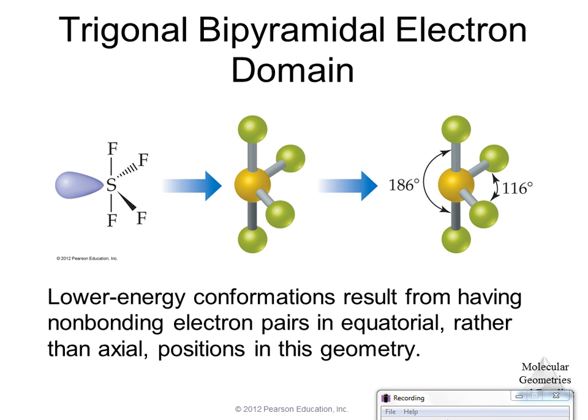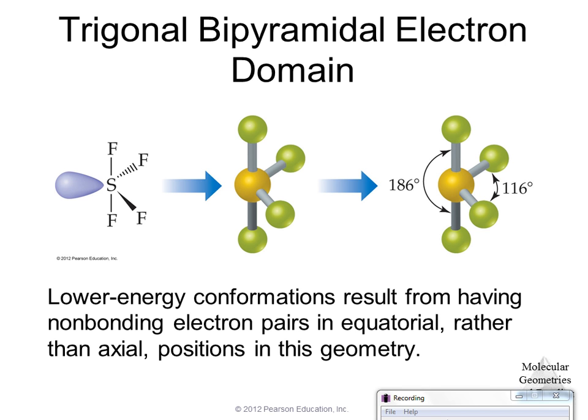This is an example of trigonal bipyramidal domains. This is one of those expanded octets with sulfur, sulfur tetrafluoride, and it's got an unshared pair on the top. So notice when they're trying to bend, they're going to go equatorial and axial here, as you see it. Lower energy conformations result in non-bonding electron pairs in the equatorial positions rather than those axial positions.